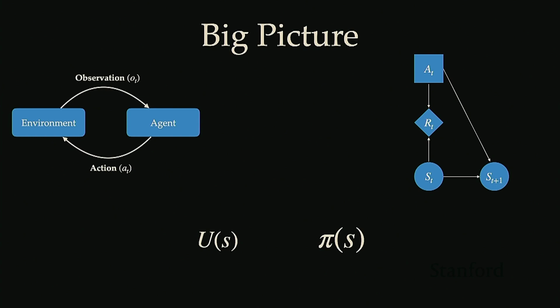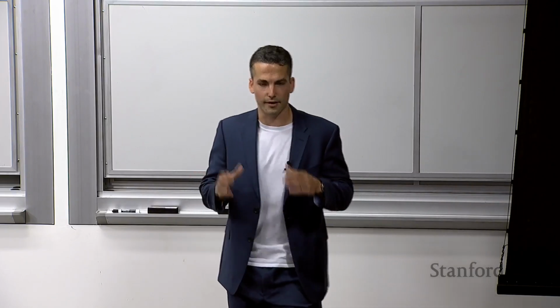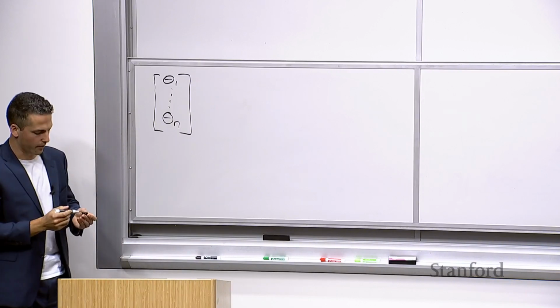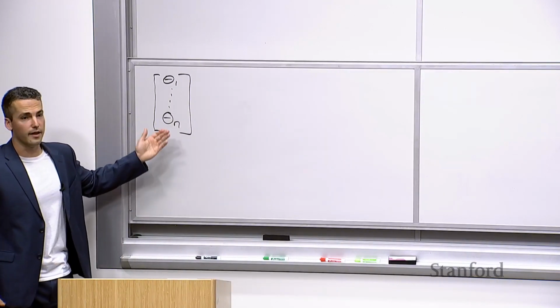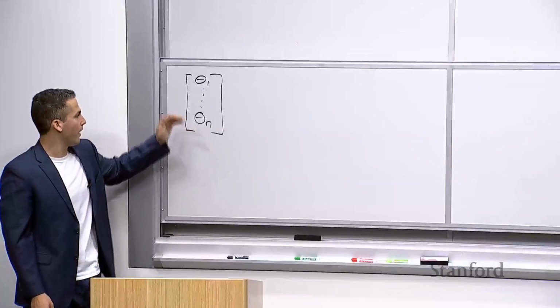We're starting with policy search, and policy search is really focused on searching the space of policies. It's exactly what's in the title. We're going to start by parameterizing our policy. We're going to represent our policy with a vector of parameters that we're going to call our thetas. We have n different parameters that we're calling theta 1 to theta n. These parameters right now could be anything, really. They're whatever we want. We're not saying how we're parameterizing our policy, just that we have these parameters.